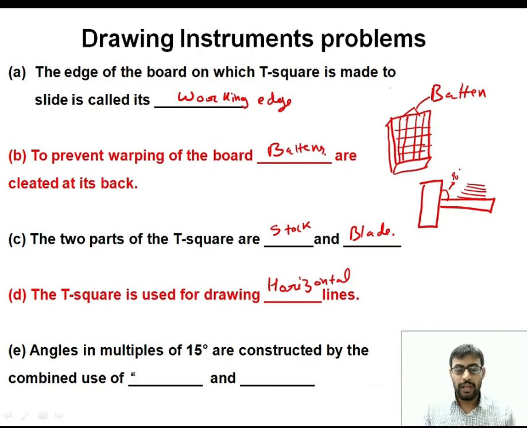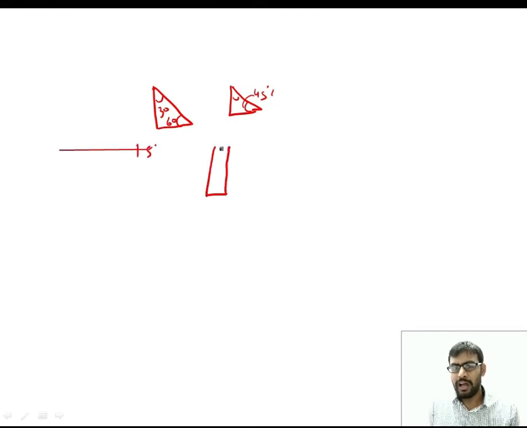Next question: angles in multiples of 15 are constructed by the combination of use of and dash. We already discussed the combination of two set squares. One set square has angles of 30 and 60 degrees, and the second set square has angles that are both 45 degrees. With the help of these two, a minimum 15 degree angle can be achieved. When we rest both set squares on the T-square, a minimum of 15 degrees and a maximum of 105 degrees can be achieved.